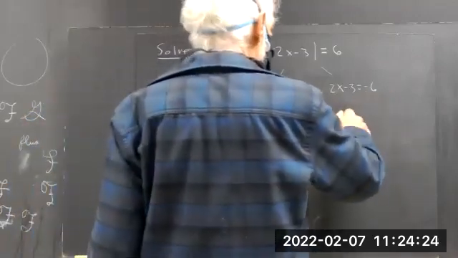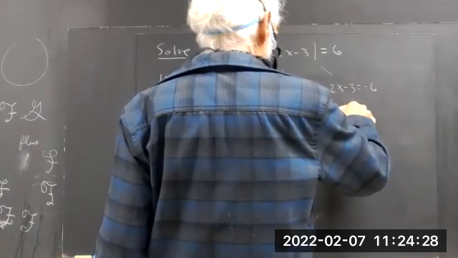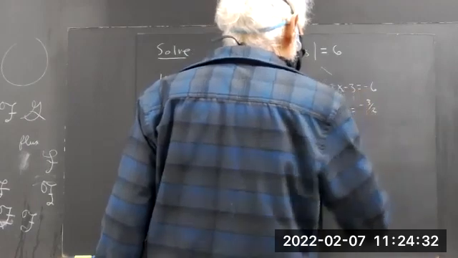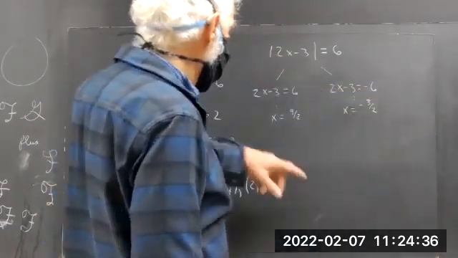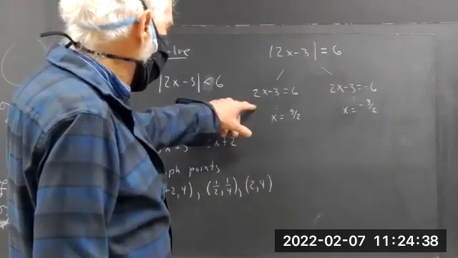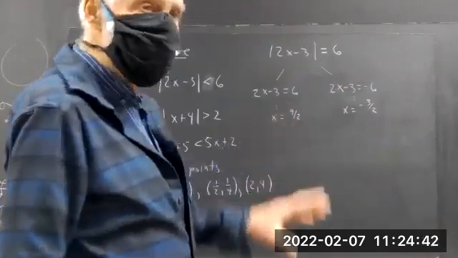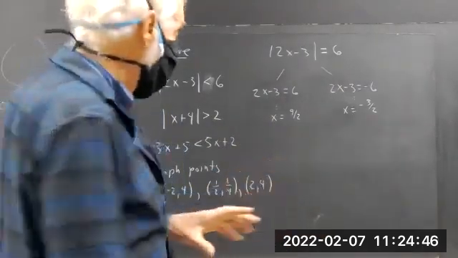And solve this one. You add 3 to both sides, you get 2x equals -3, x equals -3.5. Plug that back in, you get -3 to -3 is -6. Plug this in here, 2 times this is 9, 9 minus 3 is 6, so it works. And you should do the check. Okay?